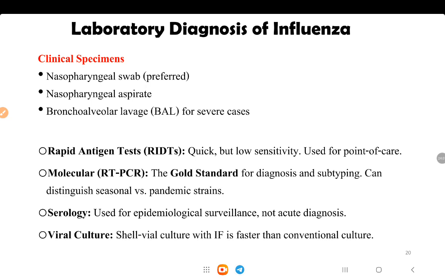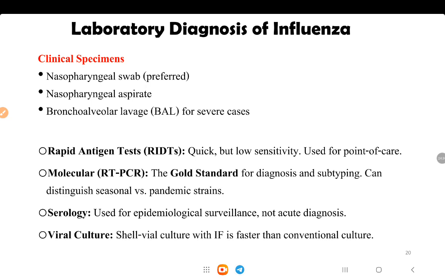For laboratory diagnosis, we can use a rapid antigen detection test, or RIDTs. This rapid antigen test provides a quick result but has low sensitivity. It is useful for point-of-care screening in peripheral clinics, but a negative result still requires confirmation. Any patient who is negative by this technique needs confirmation.